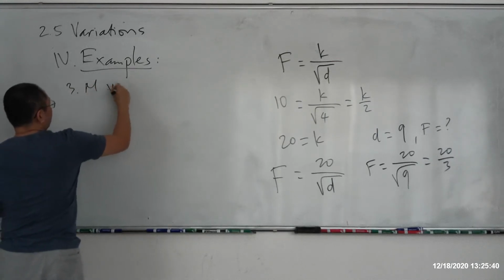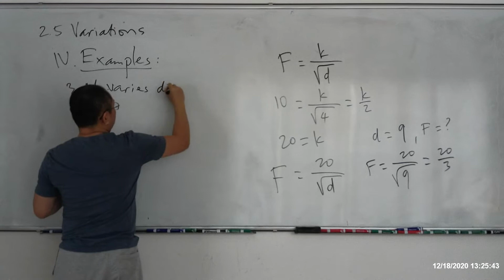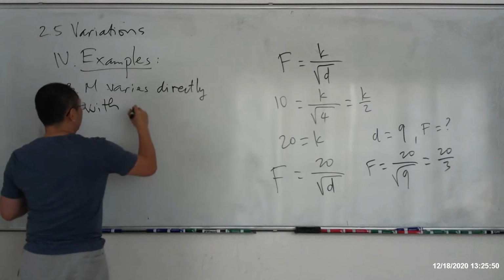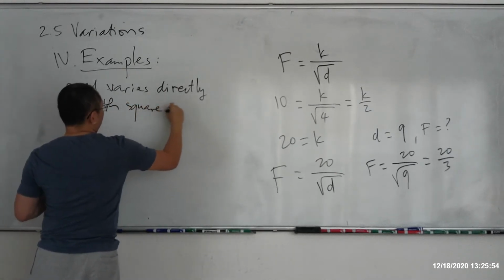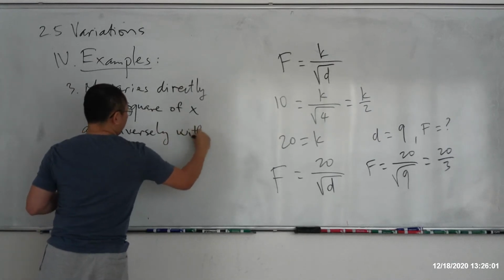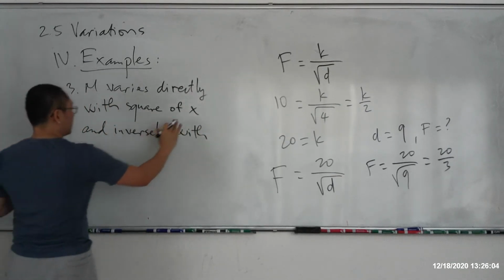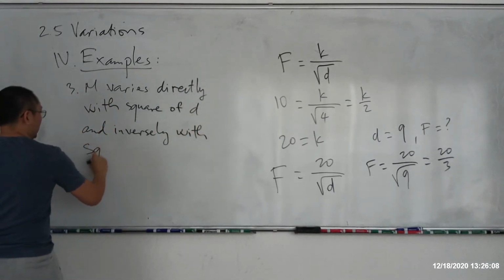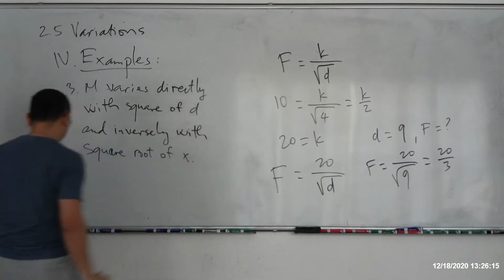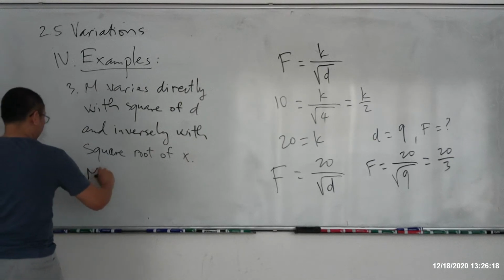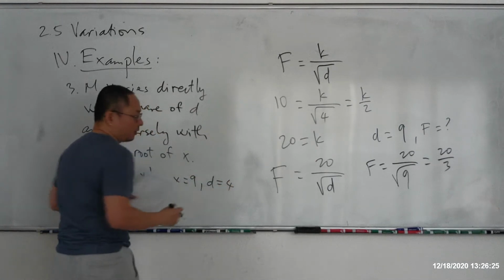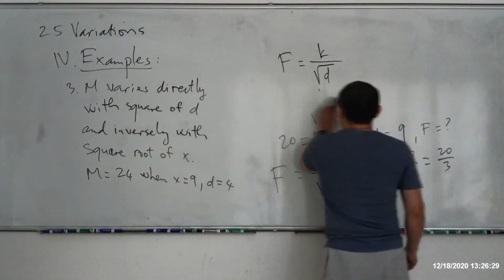M varies directly with square of x and inversely with square of d and square root of x. Okay, and they give you information. M equal to 24 when x equal to 9 and d equal to 4. Find the equation.